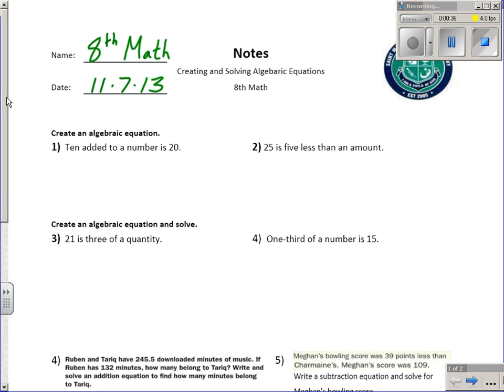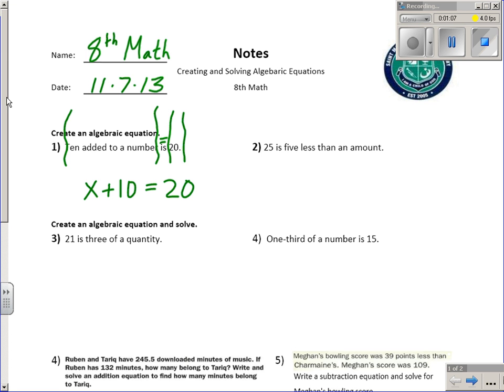We've got 10 added to a number is 20. And the key word that we want to look for is "is," because what "is" represents is equals. So we have this side of the equation that we got to deal with, and then we've got that side of the equation. So 10 added to a number. So x is going to be our number. We're going to add 10 to it, and that equals 20.